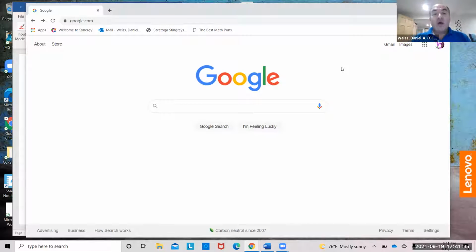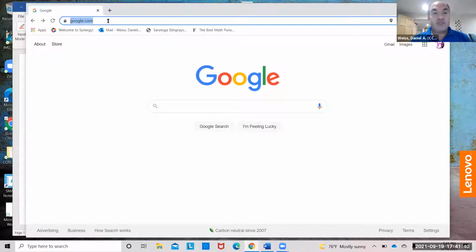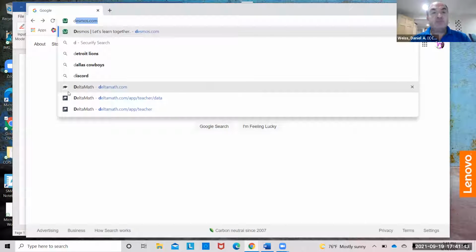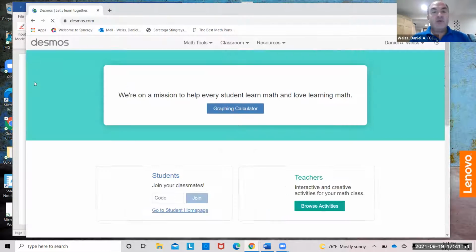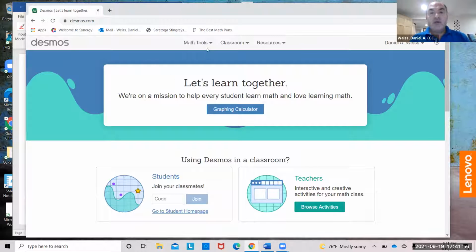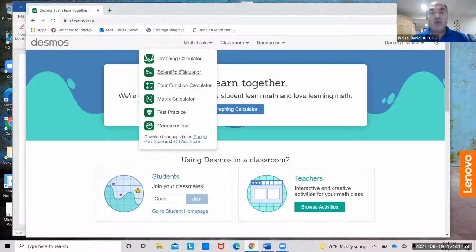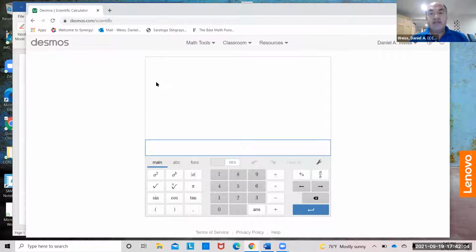So what I want you to do is go into your address bar, which is up here, and type Desmos.com. Okay. And when you get to Desmos, you click here on Math Tools, and I want you to use Scientific Calculator. Okay. All right. What I'm going to do is some of these fractions right here.